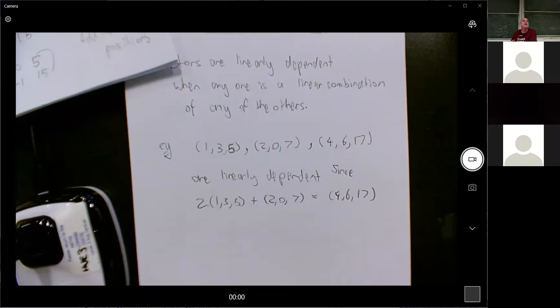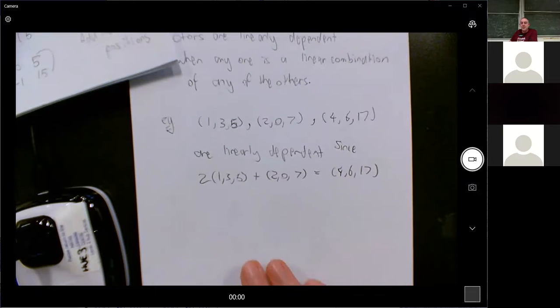Sorry, linearly dependent. Yep. I wish they had different words, but this is where we are. So they are linearly dependent because one of them is a linear combination of the others. It doesn't matter which one, it doesn't matter which of the others. It can just even be a linear combination of one of the others, and that would be linearly dependent as well.